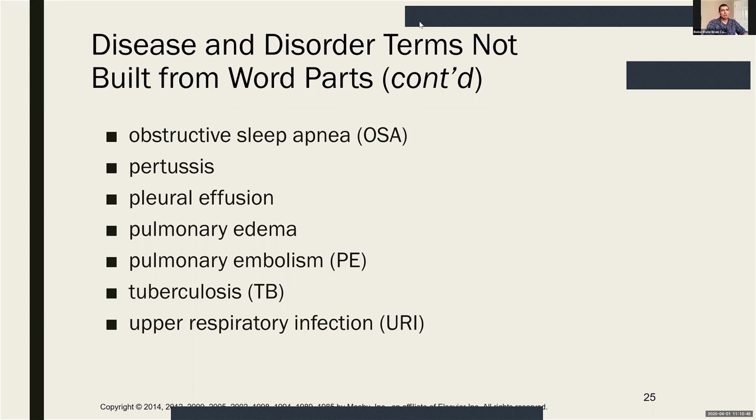Pleural effusions, we talked about the pleural space. If you get fluid inside that pleural space, we've talked about edema. Embolisms are clots inside of your pulmonary arteries. Tuberculosis, you guys have probably heard of that disease. And then a URI, upper respiratory infection. Just a quick little note on that.